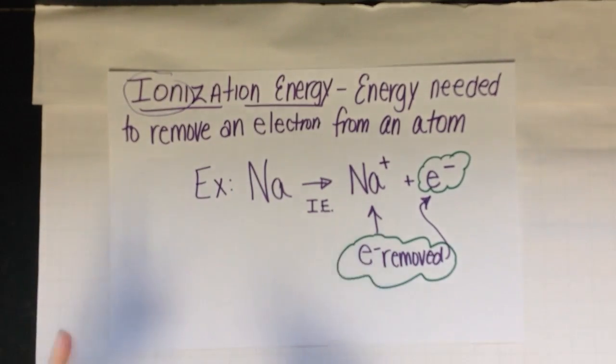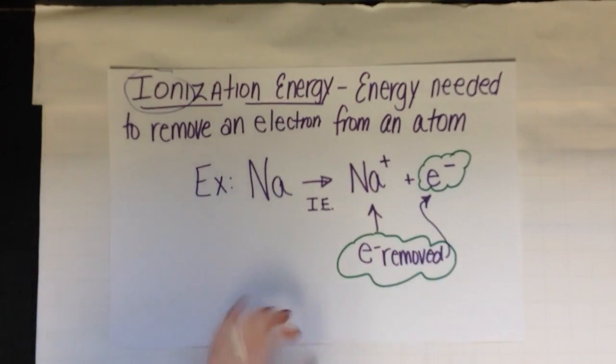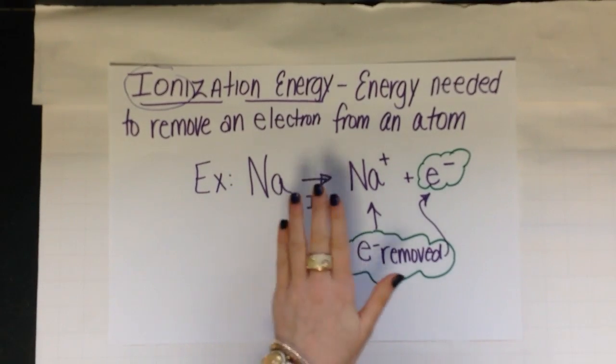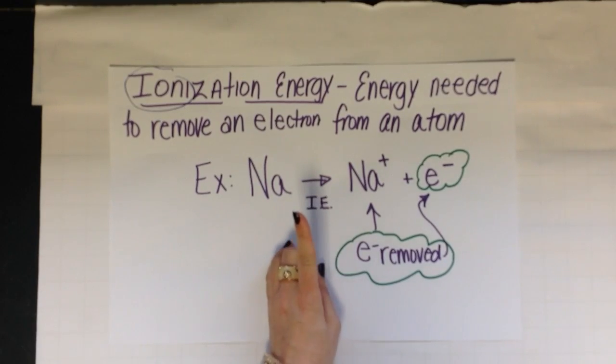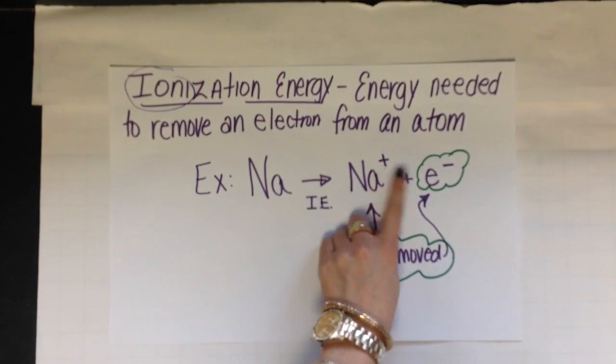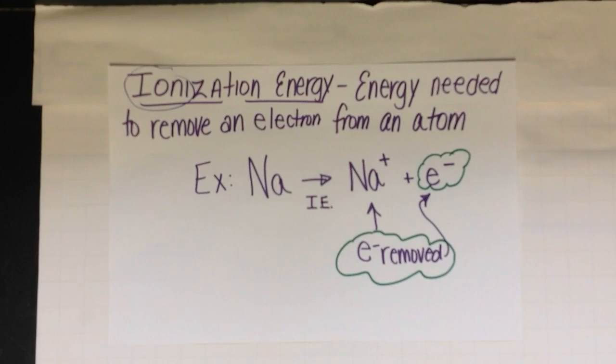Now, which ion are we talking about? Well, a cation, because it's the energy needed to remove an electron. So if we have sodium here, some sort of ionization energy is needed to remove that one electron for it to become an ion. See, here's the electron removed. There needs to be some energy for that to happen.